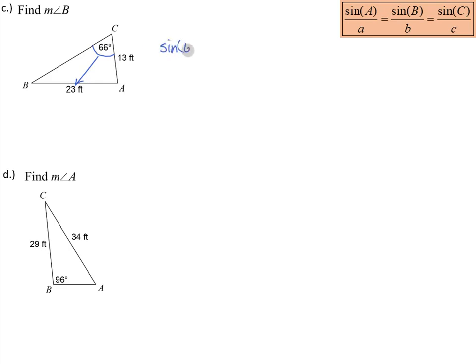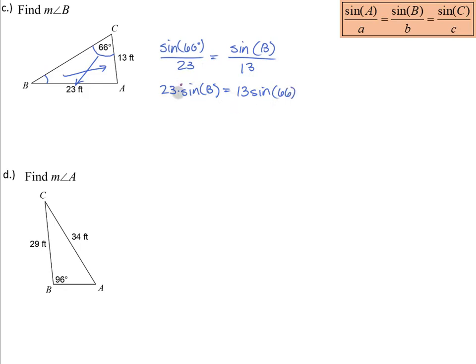Sine of 66 degrees is to the opposite side, 23, as, and it wants me to find angle B. Okay, so this is my unknown angle here, and it's opposite the length of 13. So the sine of angle B is to 13. Once again, we are going to cross multiply. So we get 23 times the sine of B equals 13 times the sine of 66.